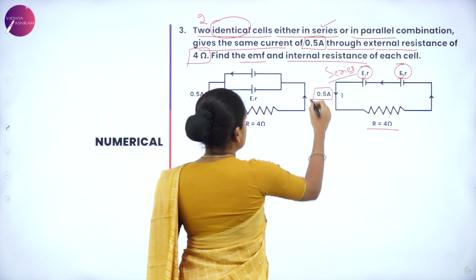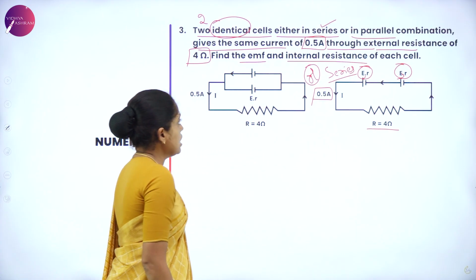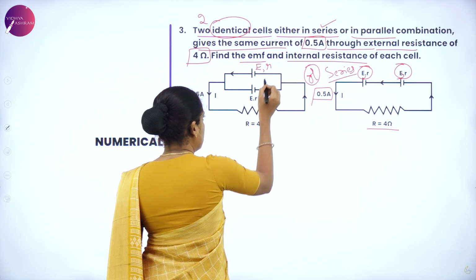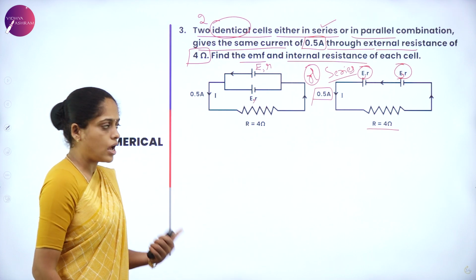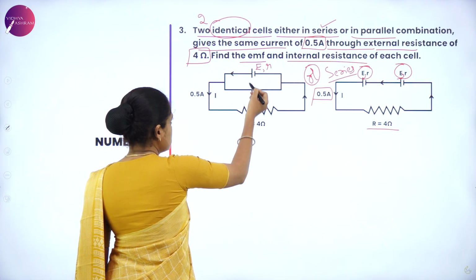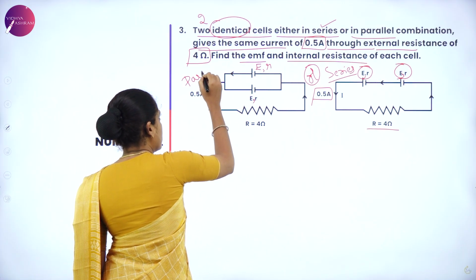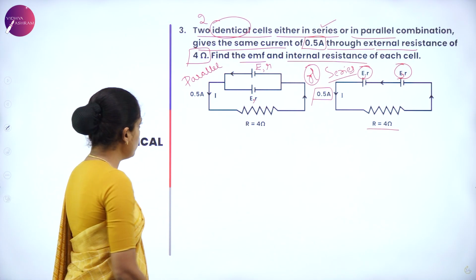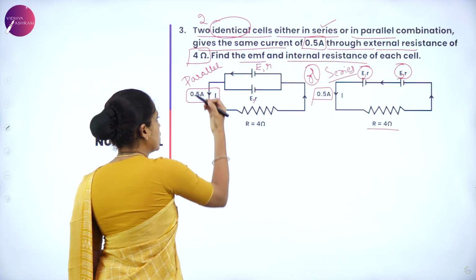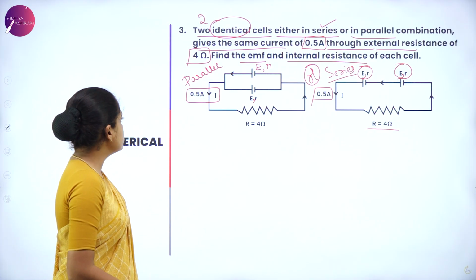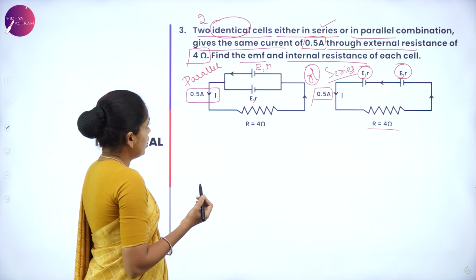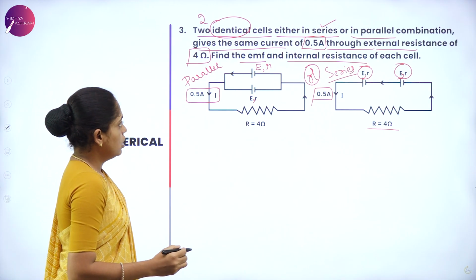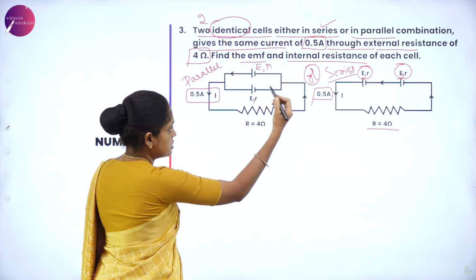Next, you can also consider these two cells in parallel, as they are identical. Their EMF and internal resistance are E and R. Now, these two cells in parallel are connected to the same external resistance whose value is 4 ohm, and through the circuit the current flows the same, which is 0.5 ampere. Then you need to find the EMF and internal resistance of each cell. To calculate it, first I'll consider the series.